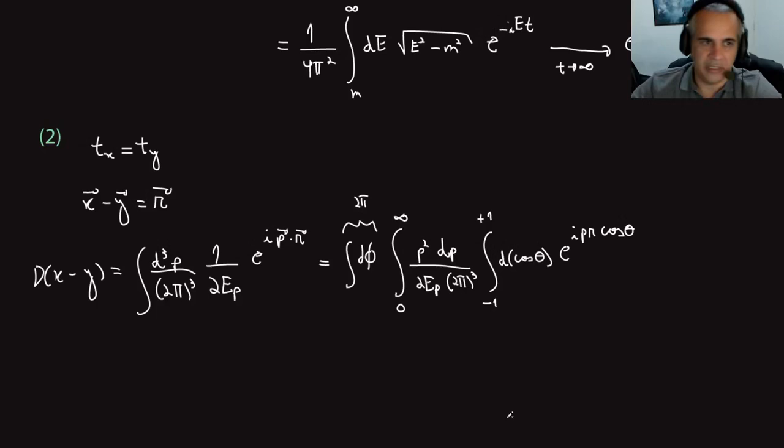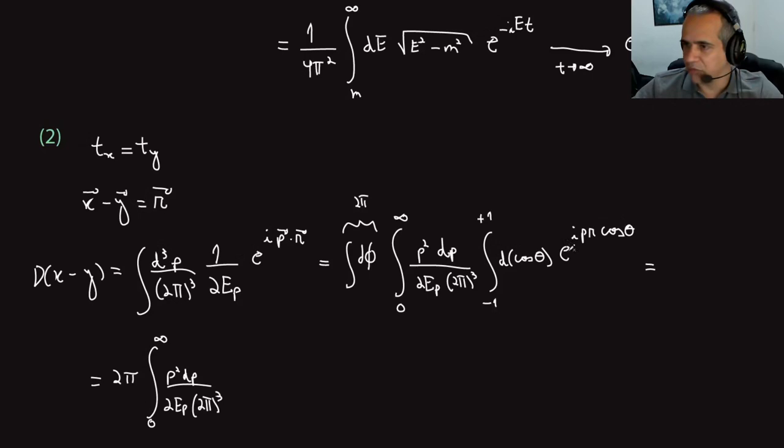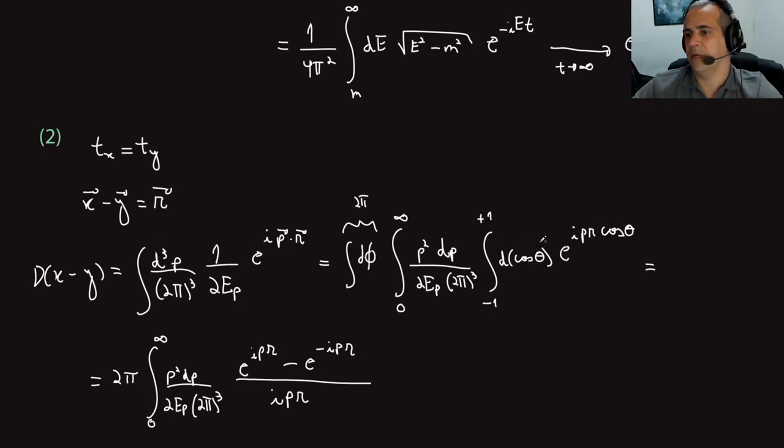All right, so this is what I can do to break down this integral into three integrals. The only easy one is already done. Now this integral, once I write it in terms of d cosine of theta, becomes easy to do. This will be just 2π that comes from here. The integral in momenta, I'm leaving for last: dp p² over 2E_p (2π)³. And of course, I just have to take this exponential at both limits, which is e^{ipr} minus e^{-ipr} over ipr. This is the result of this integration, which I did in spherical coordinates.